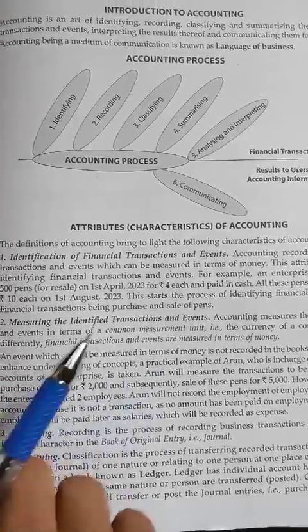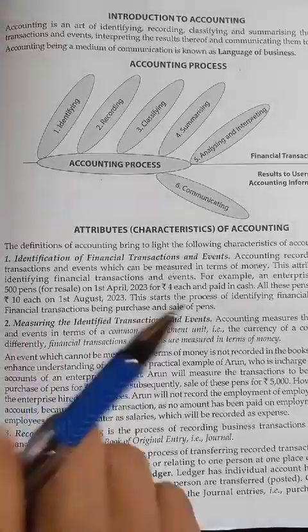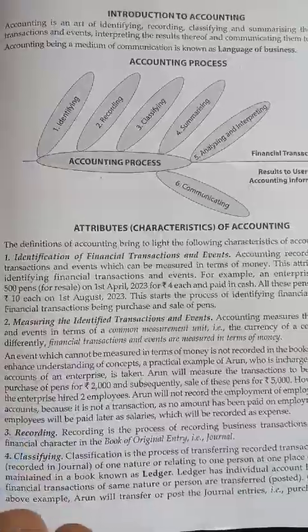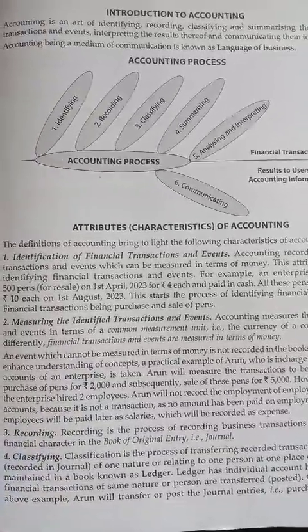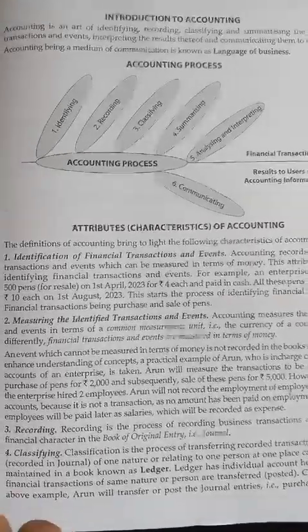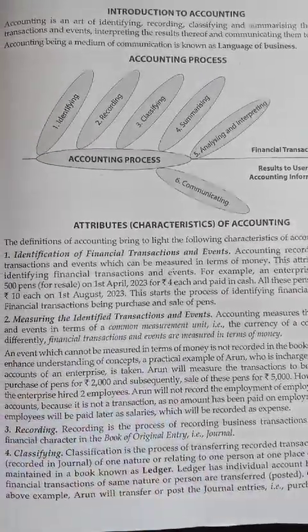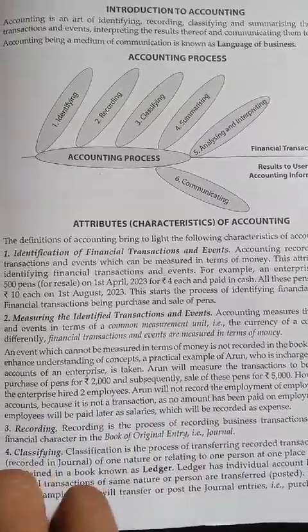And we can compare with the previous year's data. It is called analyzing and interpretation. After that we have to communicate this information to the different accounting information users. These steps we have to follow in our organization, and this is called the accounting process.